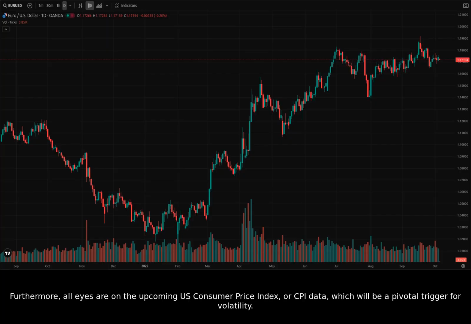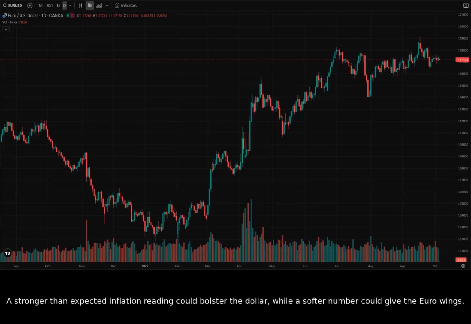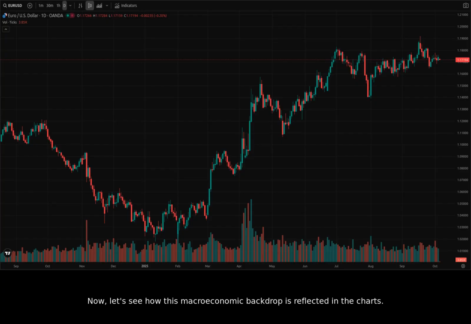Furthermore, all eyes are on the upcoming U.S. Consumer Price Index, or CPI data, which will be a pivotal trigger for volatility. A stronger-than-expected inflation reading could bolster the dollar, while a softer number could give the euro wings. Now, let's see how this macroeconomic backdrop is reflected in the charts.